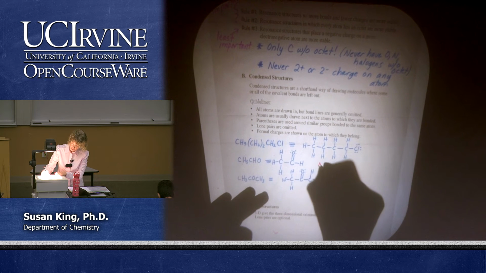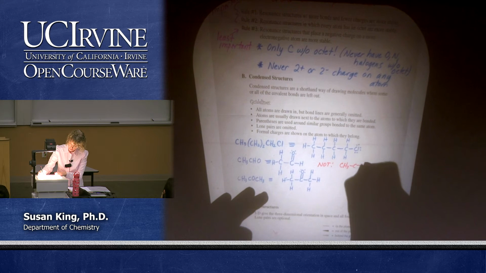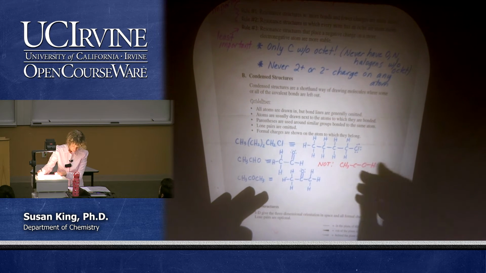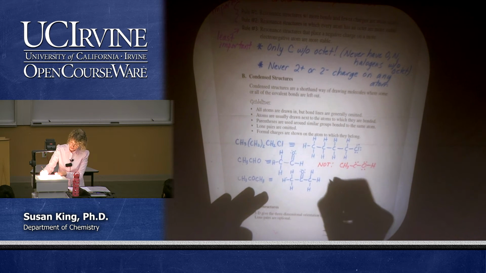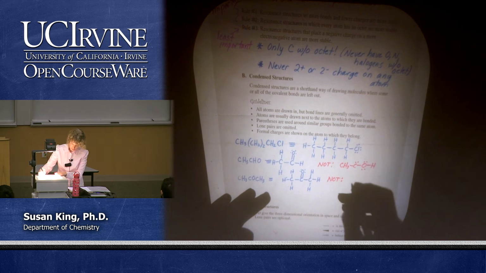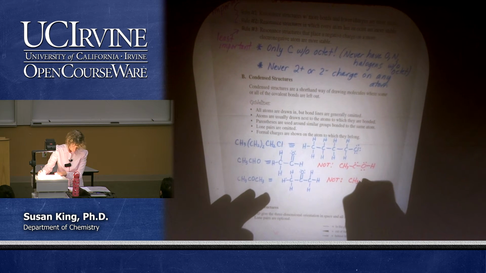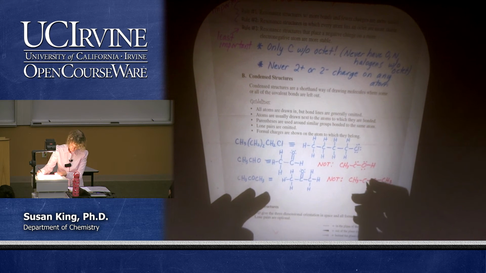So for this one here, it is not this. There's a tendency for students who are just learning to draw this instead. And there is a tendency for students that are just learning how to interpret condensed structures to draw it like this. And I'm just doing CH3s for these rather than drawing them out. So I'm kind of doing half condensed, half Lewis here. And we do that a lot.